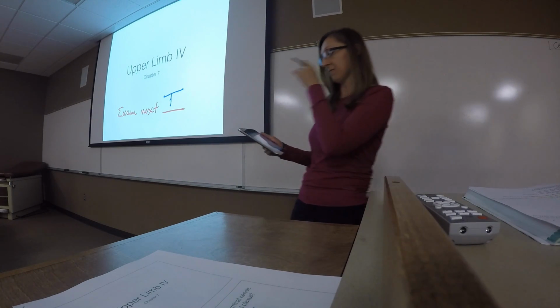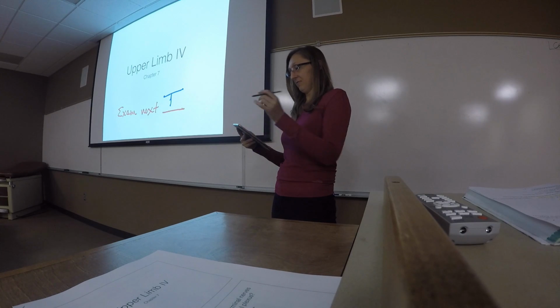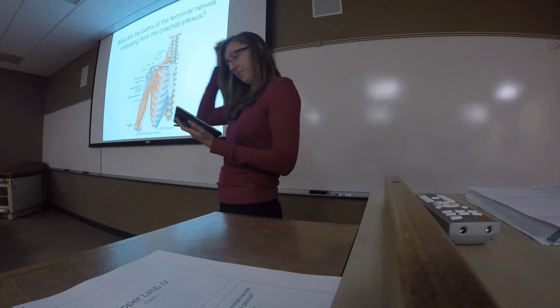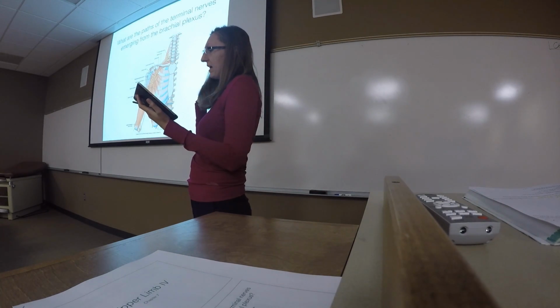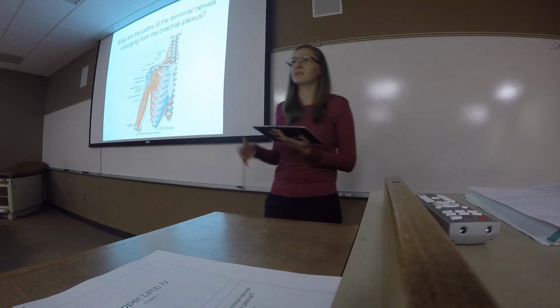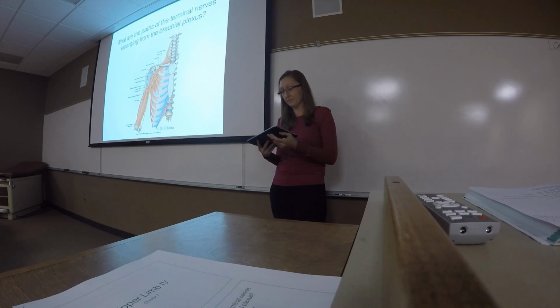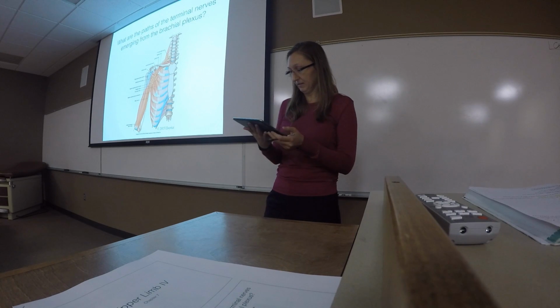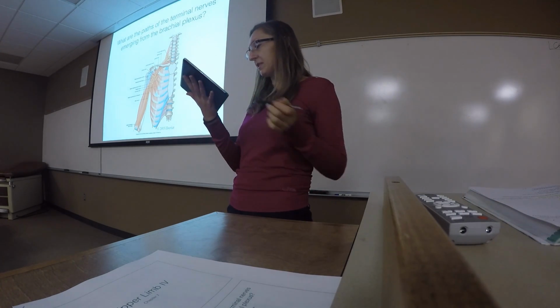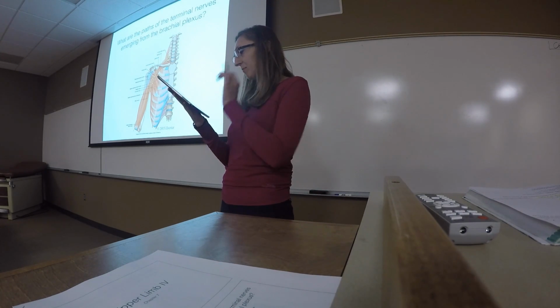Okay, so let's keep marching down the upper limb, working through. So last time we talked about the branches and the segments of the brachial plexus. And so now we're coming towards the end of it.